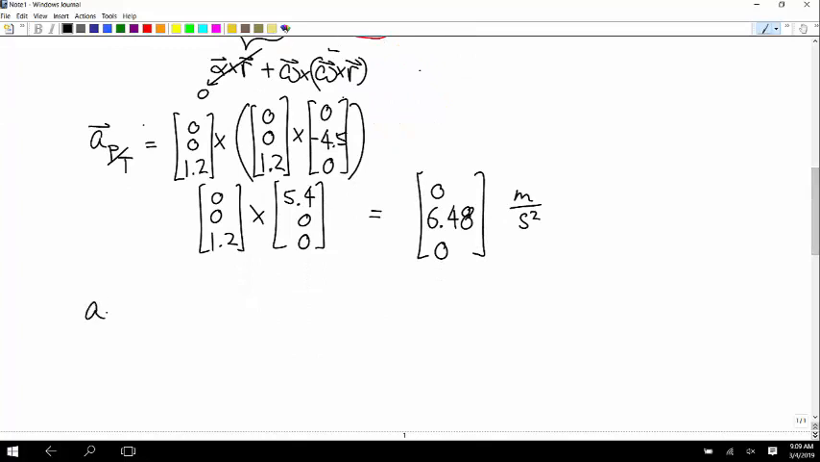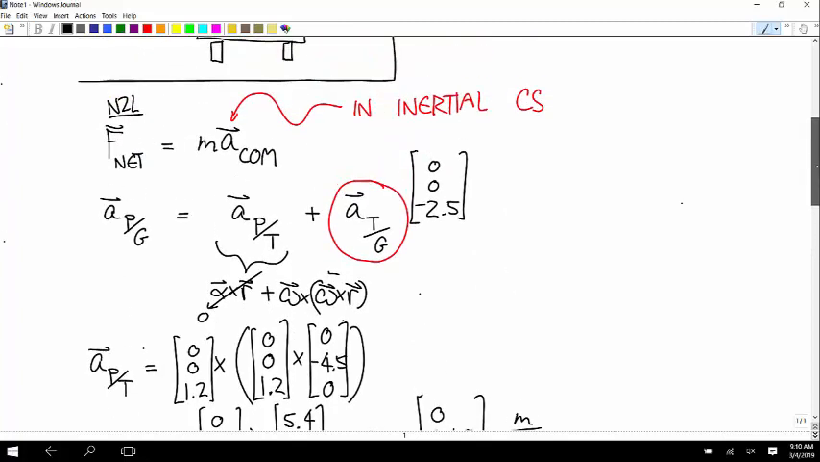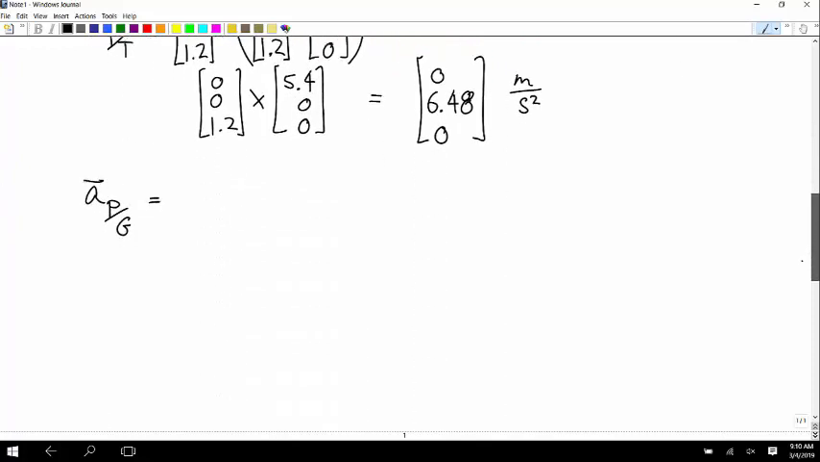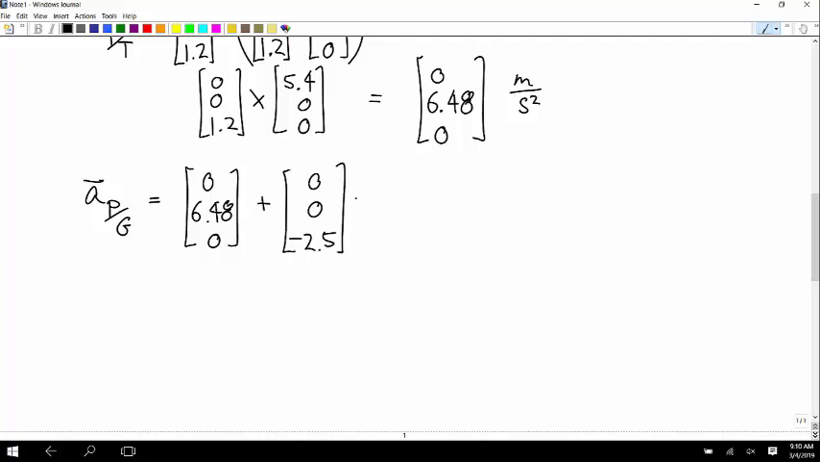That's meters per second squared. And so the acceleration of the passenger relative to the ground is 0, 6.48, 0 plus 0, 0, negative 2.5. That's 0, 6.48, negative 2.5. And now that's an acceleration in an inertial coordinate system. So now we can use Newton's second law.